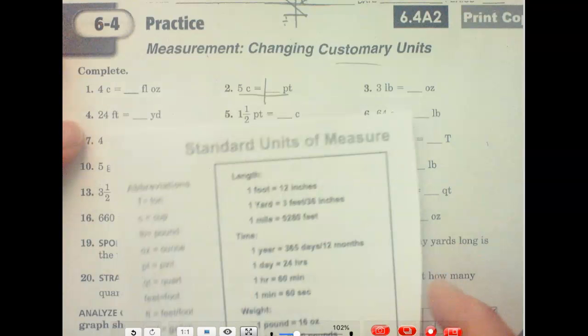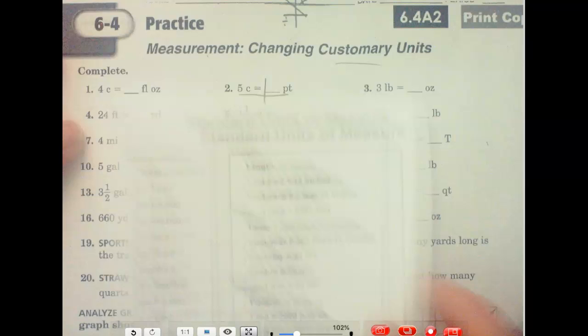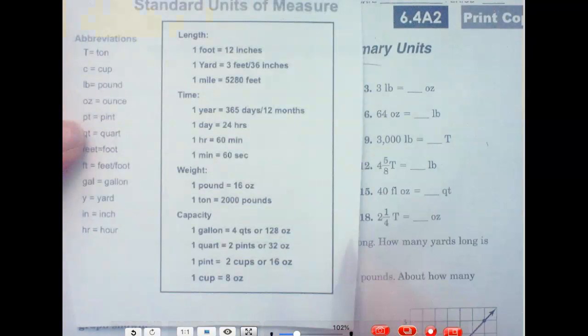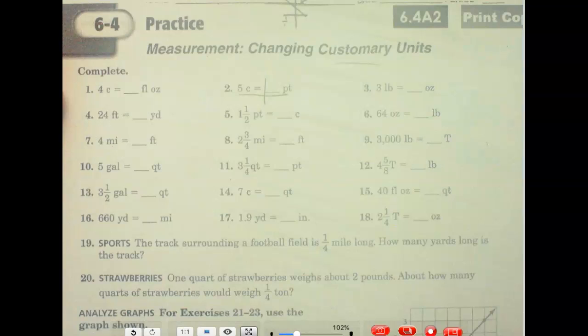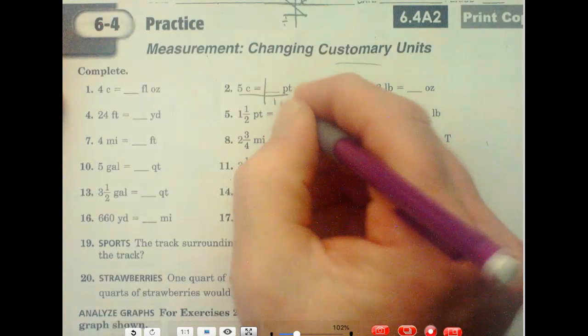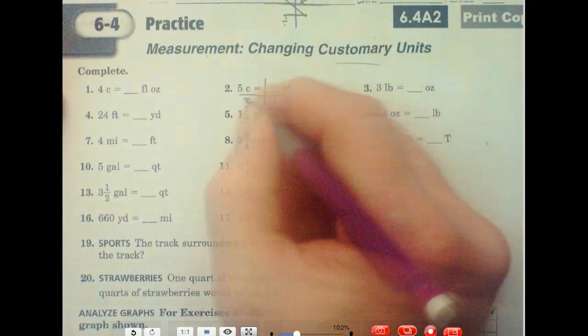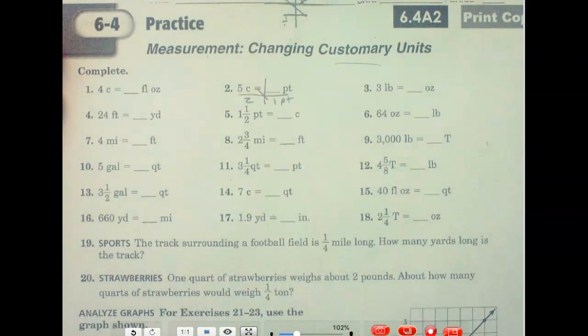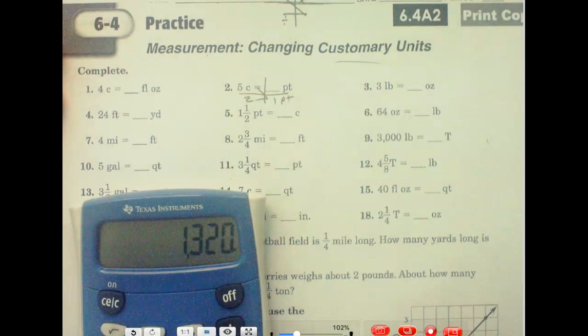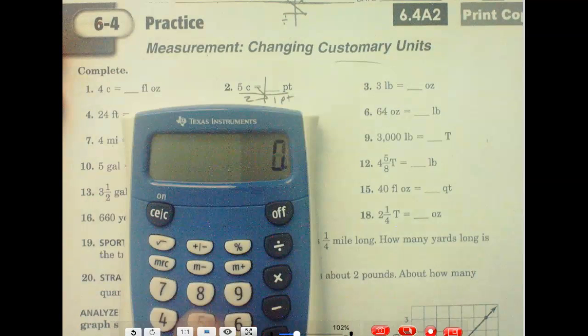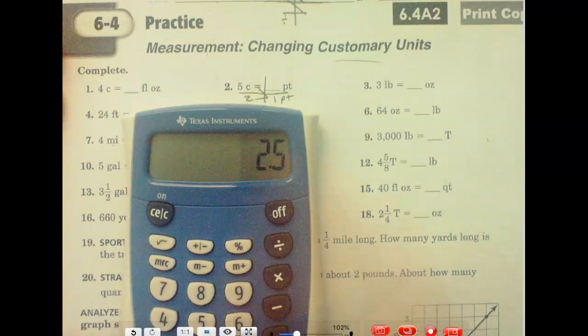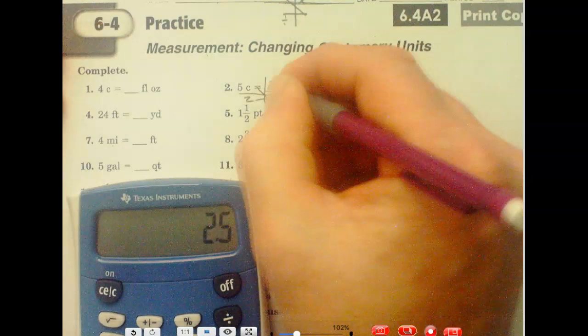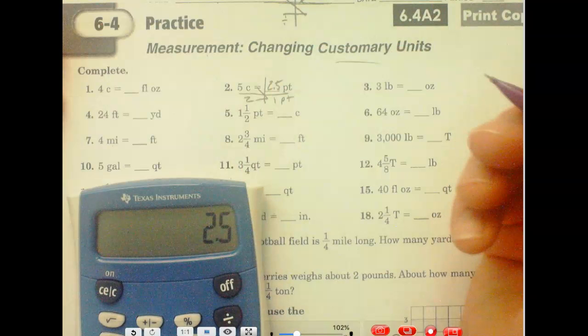So we've got 5 cups is how many pints? Well, if we look on here, we've got cups and pints. 1 pint, 2 cups. So let's put those in. 1 under the pints is 2 cups. Multiply diagonally. 5 times 1 is 5. And then we're going to divide. 5 divided by 2, and again, you can use the calculator. 5 divided by 2 is 2.5 pints. And that kind of makes sense. 2.5 pints.